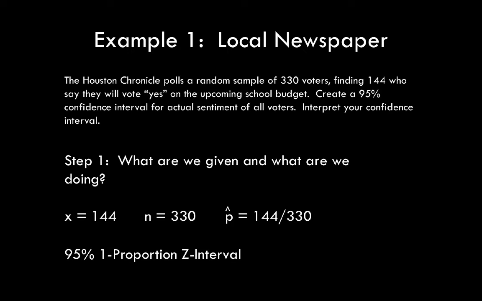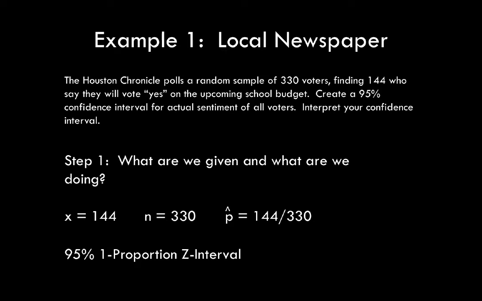We're given some interesting number x that we'll call 144. We usually use x to represent the number of successes. The sample size was 330. That gives us a p-hat of 144 over 330. And we know that we're going to be doing a 95% confidence interval.